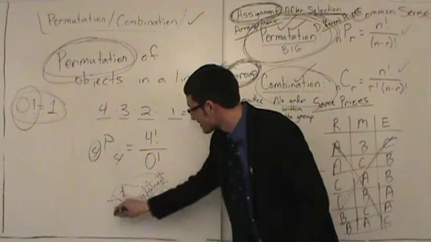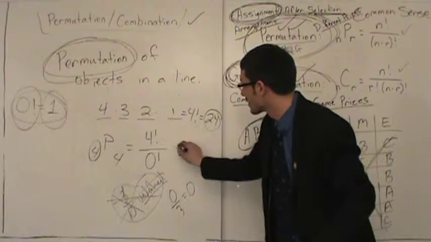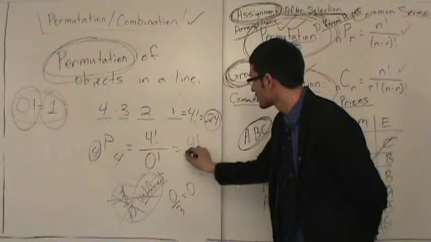Okay, so what did they say? Well, let's just, here, this will make our formulas work. Since we don't even know what this thing means, or it makes no sense, let's just call it 1. Okay, this makes us happy. Yay! Now the formulas work. So we have 4 factorial over what? 4 factorial over 1, which is nothing more than 4 factorial.